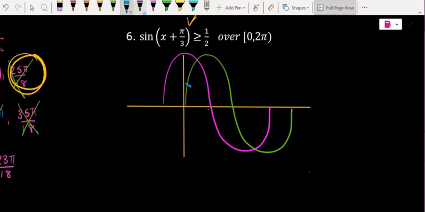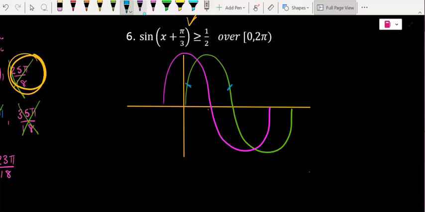oh wow, that would be cosine. Man, I'm sorry, y'all. It's late. My brain's on other things. So at pi over 6 and instead 5 pi over 6. Okay, so I'd have those two spots.